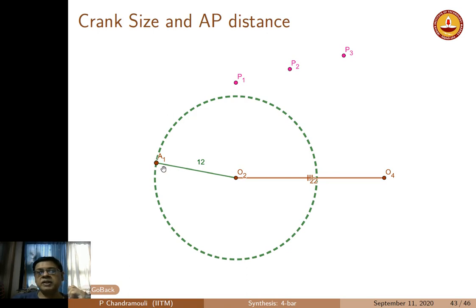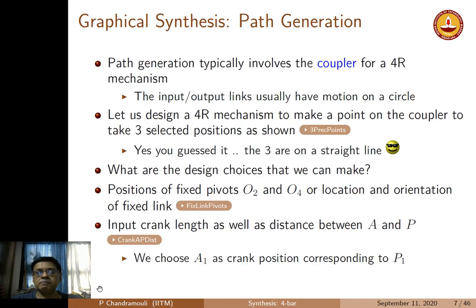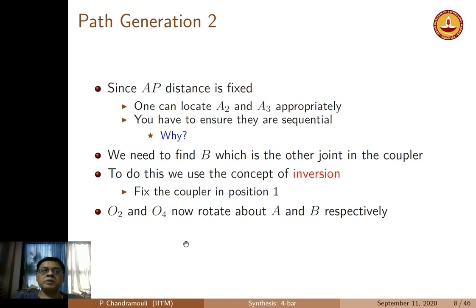So for example, here I have chosen a crank length. So we first chose O2O4, and now I have chosen a crank length which is some 12 millimeters, and then A1 to P1 is the distance. It gets decided by this initial orientation of the crank, where I assume that when the crank is at A1, the coupler point is coinciding with the point P1. So we choose A1 as the crank position corresponding to P1, and what that means is that the distance AP is fixed.